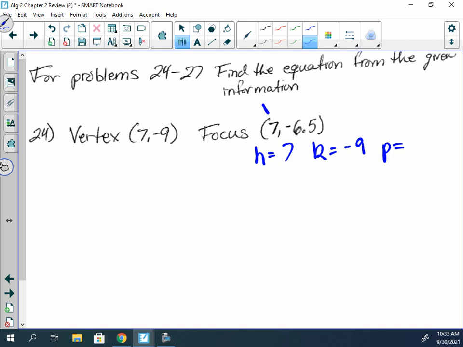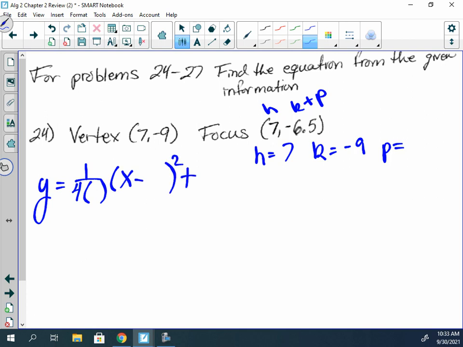Well, we don't quite know, but I do know that the focus is going to be K plus P, because it's the one that changed. Now, because it is the one that changed, we also know that our equation is y equals 1 over 4p, parentheses, x minus h squared plus k, because that's going to be our equation, yes? Well, so we're saying that k plus p is equal to, now we know that k is -9.